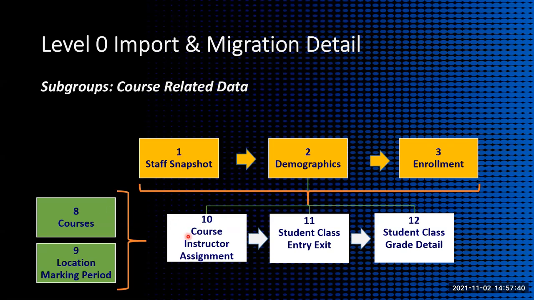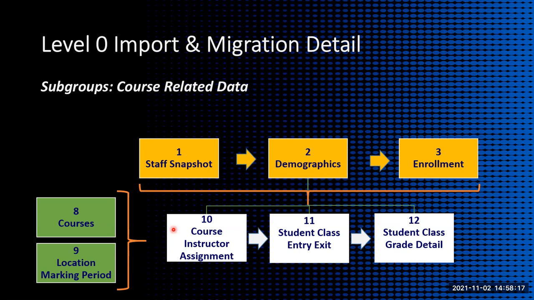Those 2 make sense, but before you can import course instructor assignment, you must also have migrated location marking period. You might say, but why? The reason is that since the teacher is linked to the section of the course, the marking period associated with that section is one of the data fields included in course instructor assignment. So location marking period must be there first. This links the teacher to the correct course for the correct marking period. There are just so many details.